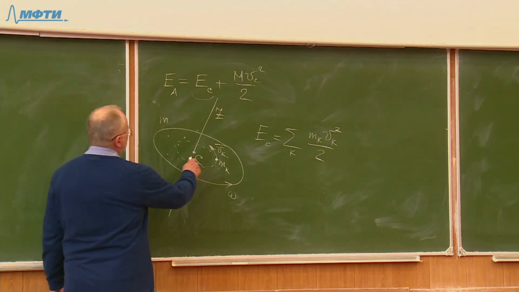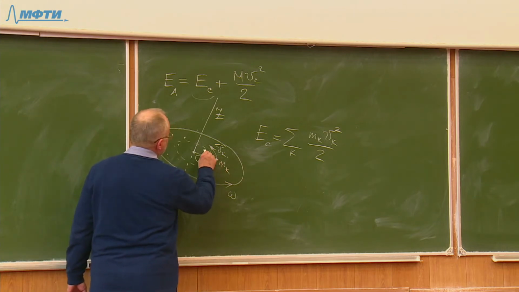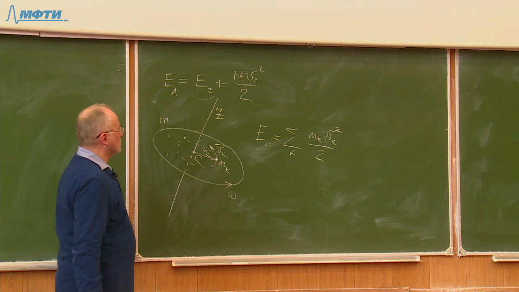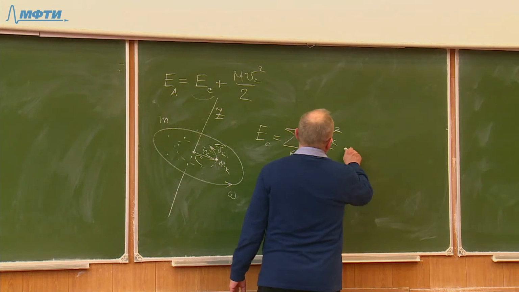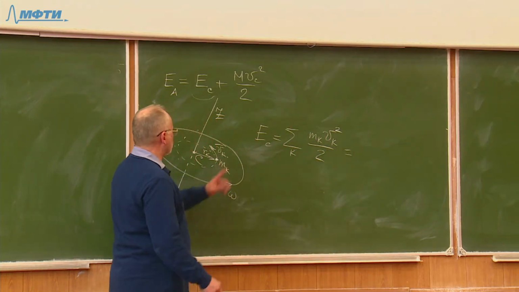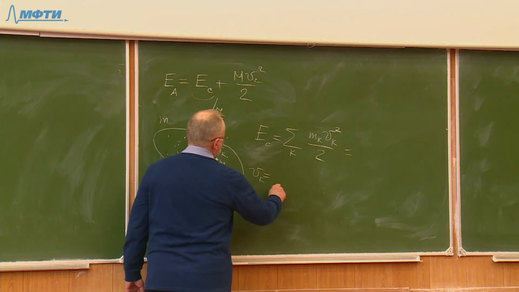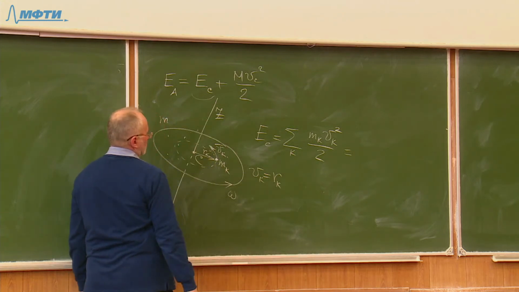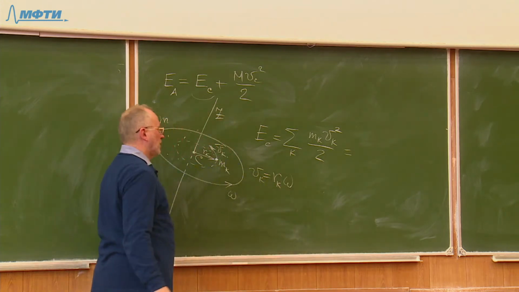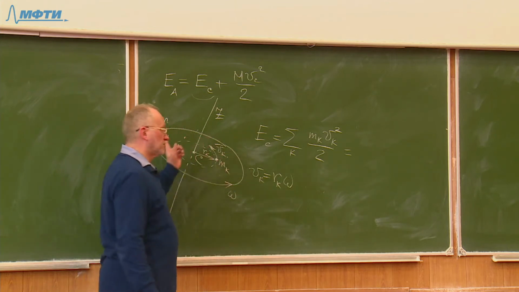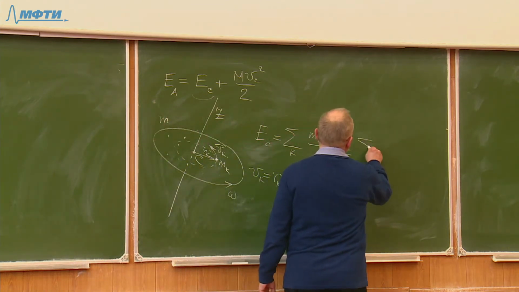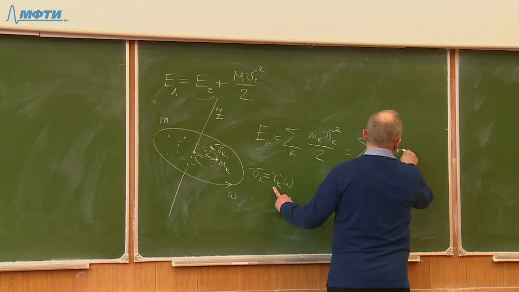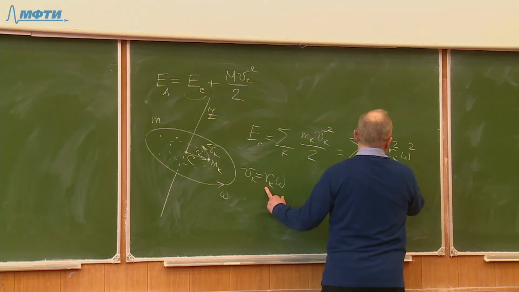And the velocities are different because different points have different distance rk from this z-axis of rotation. So each velocity vk is equal to the distance of this point from the z-axis times omega, the angular velocity of rotation of this body. So the formula for kinetic energy will take the form mk times rk squared omega squared over 2.